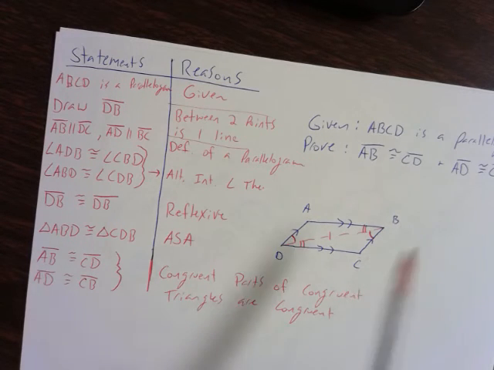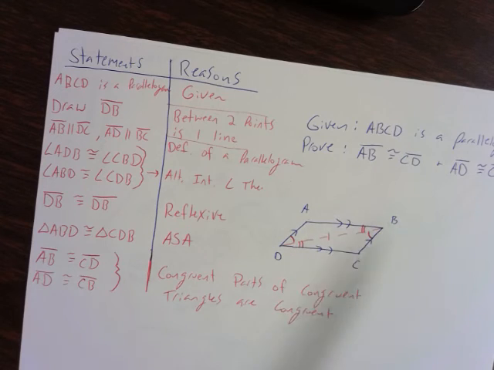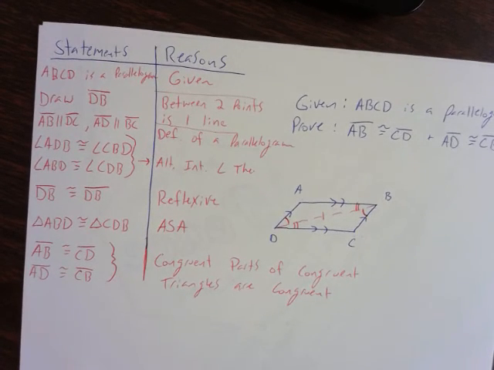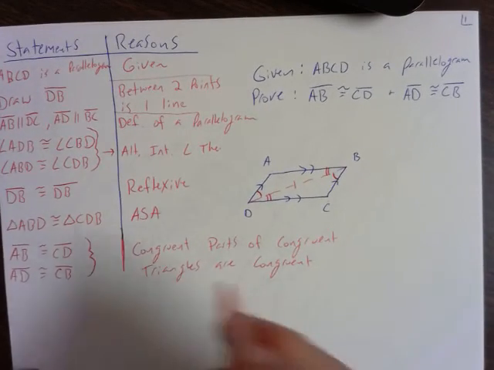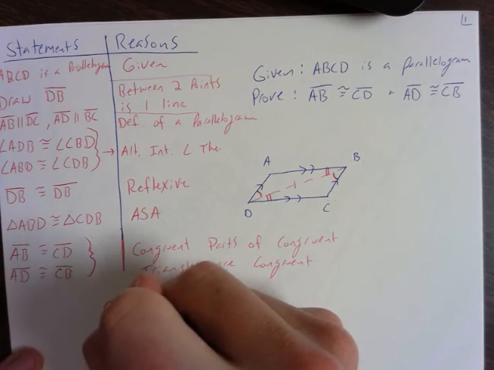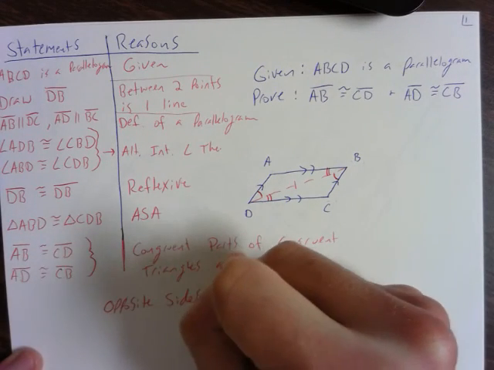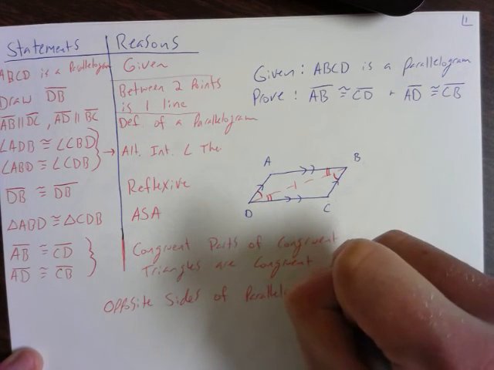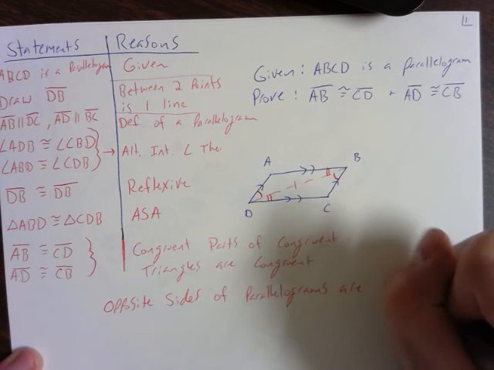So I've proven that line segment AB is congruent to line segment CD, and line segment AD is congruent to line segment CB. Now, this is an important proof because it tells me something important about a parallelogram, that the opposite sides of parallelograms are congruent. Okay, so this is one of my statements now that I can use, and I'll write it down here, that opposite sides of parallelograms are congruent.